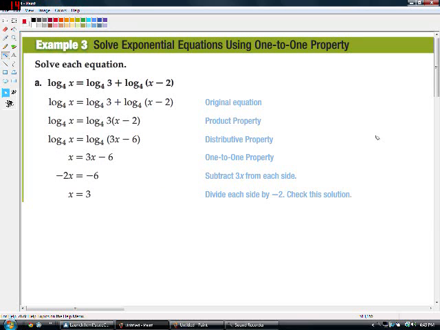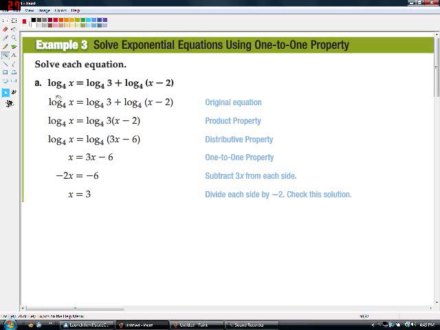Alright, we're back at example 3, solving exponential equations using the one-to-one property. For number A here, you can see we have the original equation. Log 4x equals log 4 3 plus log 4x minus 2. Now we use the product property. When a log plus another log of the same base.